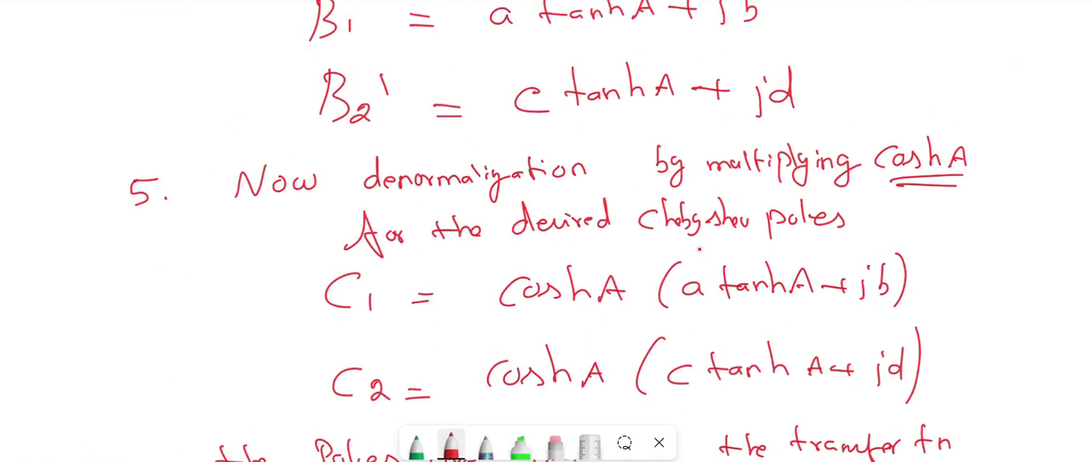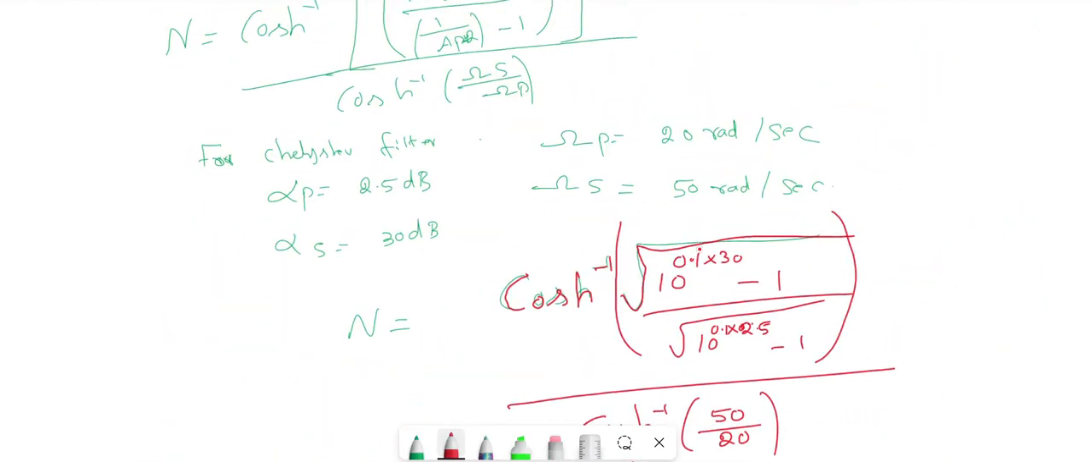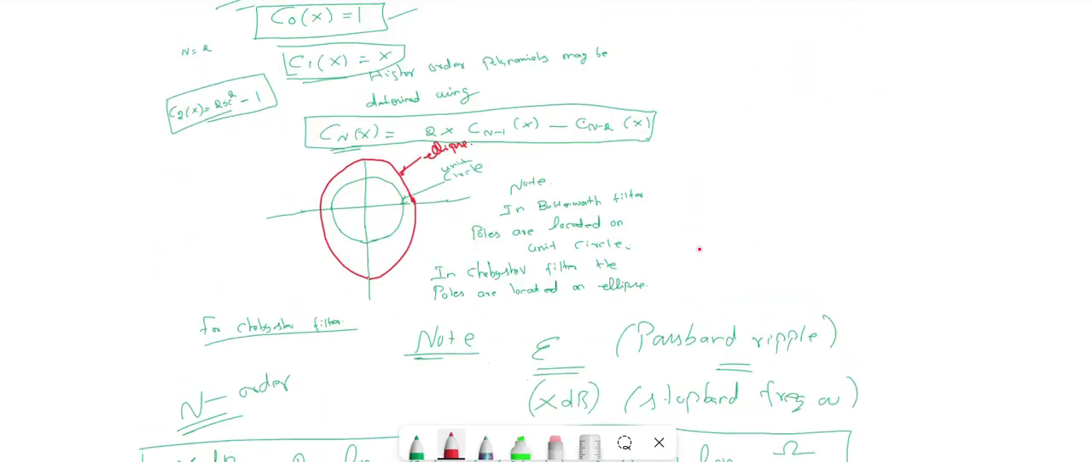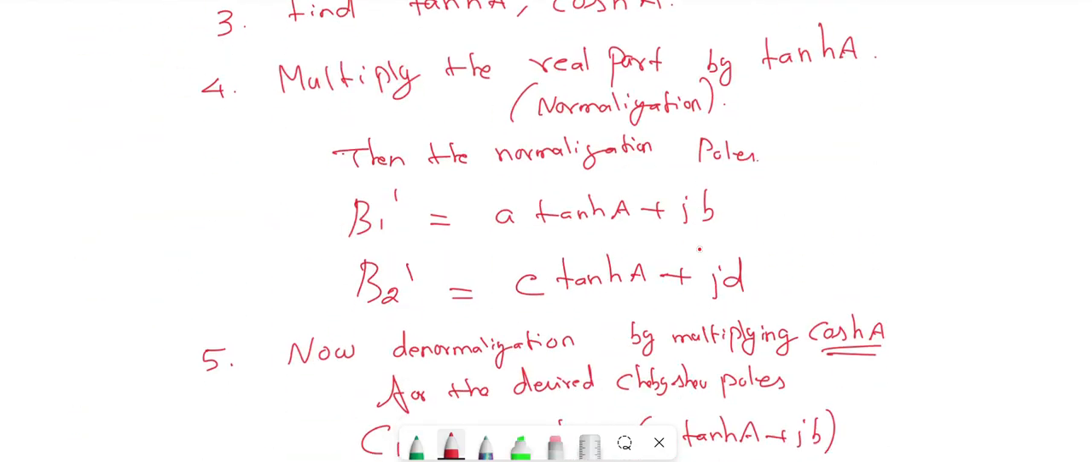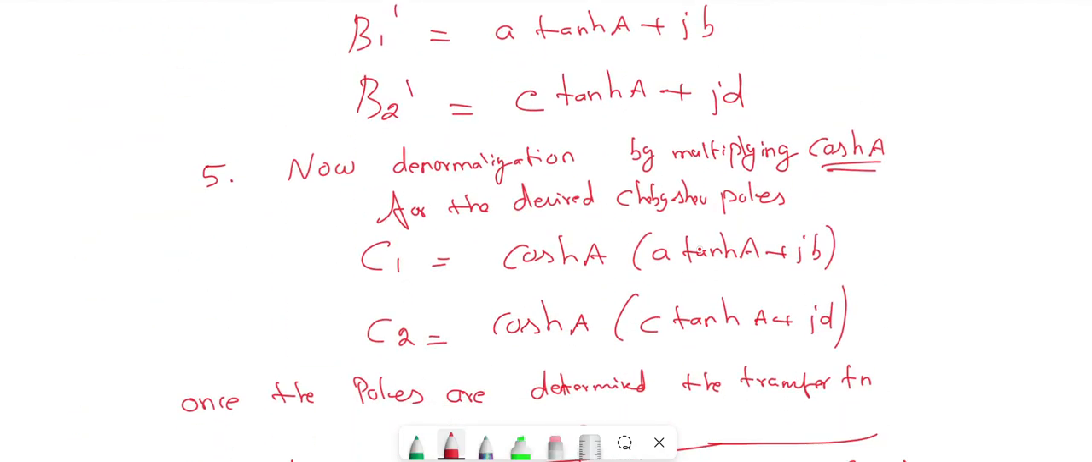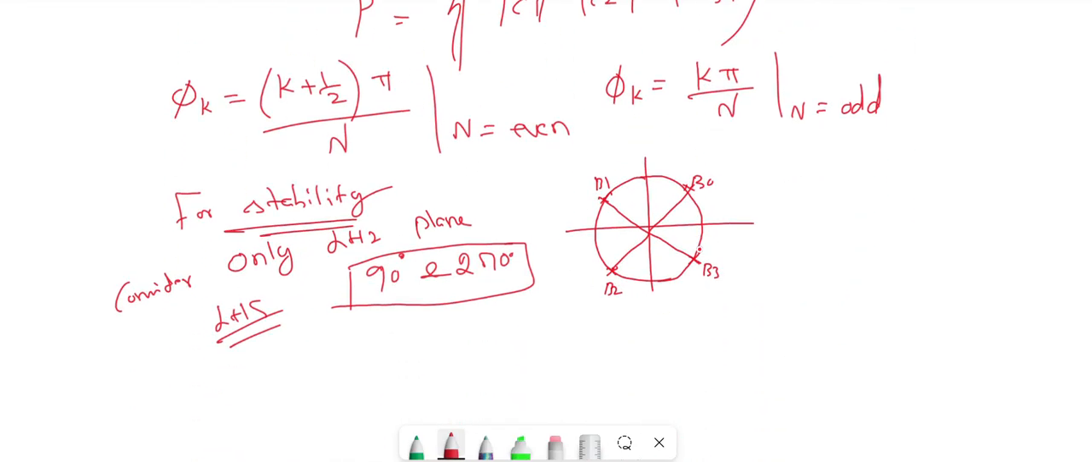These are the concepts of the Chebyshev filter: how to design it and how to find the order of the filter. In this session we'll conclude with this concept. In the next session we'll solve some problems depending upon the given specification: how to find the order of the filter, the angles of the poles, write the analog transfer function, and convert it to a digital transfer function using either the bilinear transformation or the impulse invariant method.